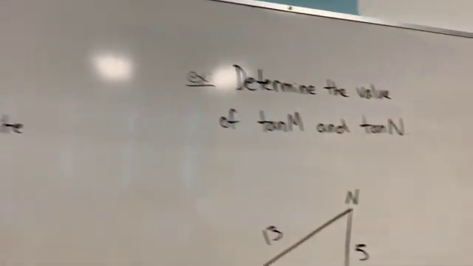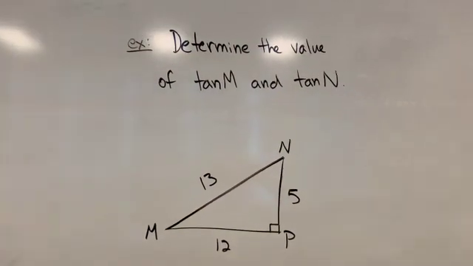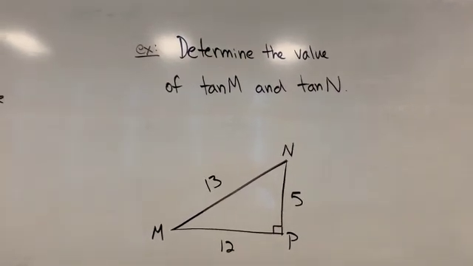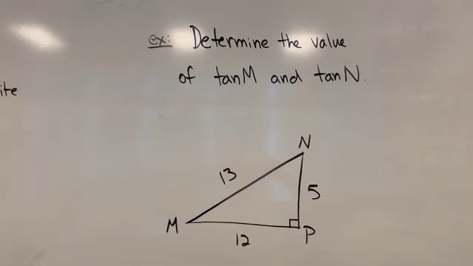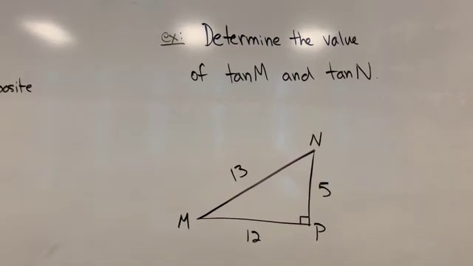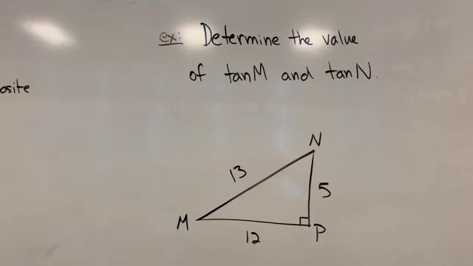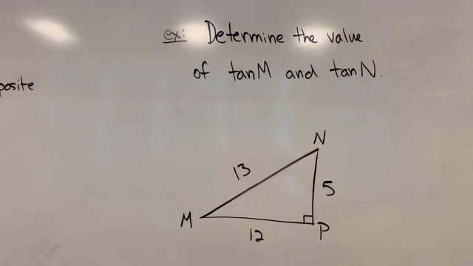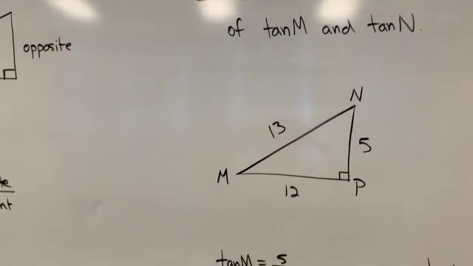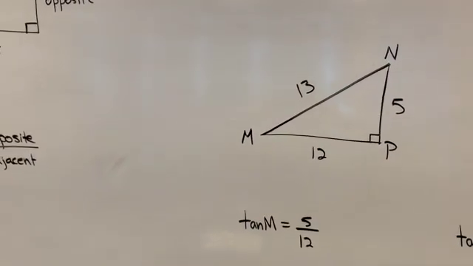An example of this is you're given a triangle, you're given some dimensions, and it says determine the value of tan m and tan n. So let's just look at angle m. Angle m you can see is down in the bottom left. So to do the tangent of that angle, we need to do the opposite over the adjacent from that particular angle, which means we need to do 5 divided by 12. So that's the answer here, 5 over 12.